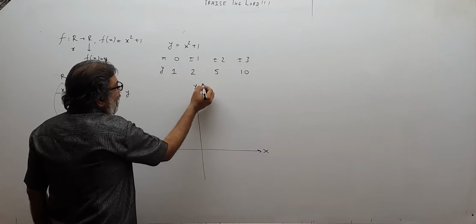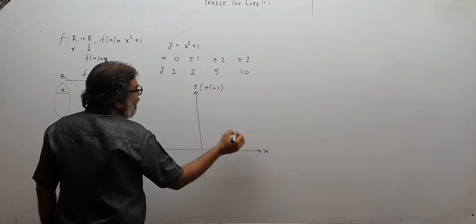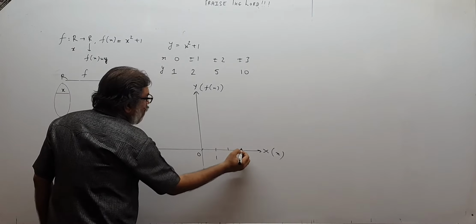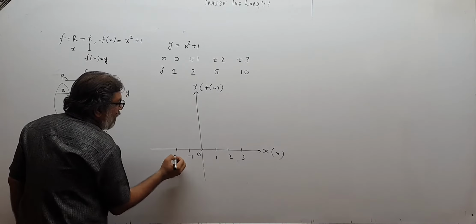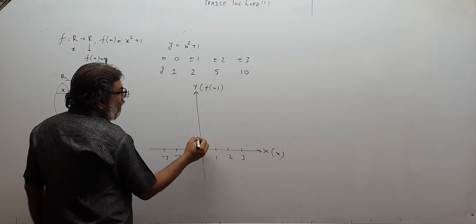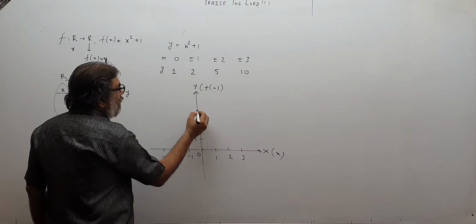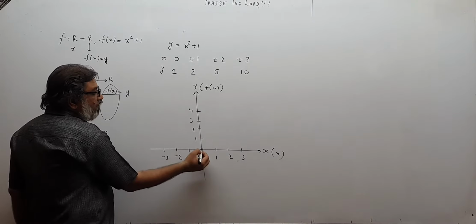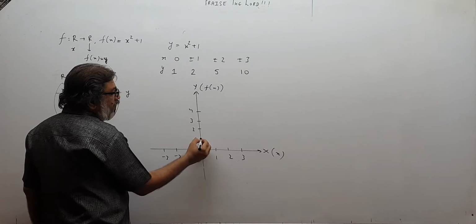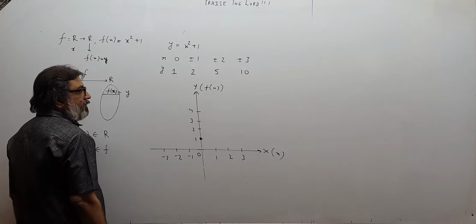X-axis, y-axis. Here is f(x) and here is x. So 0, 1, 2, 3, minus 1, minus 2, minus 3. This is 0, 1, 2, 3, 4. The point (0, 0) is there? No, (0, 1). So this point is not there. (0, 1), this point. x is 0, y is 1.